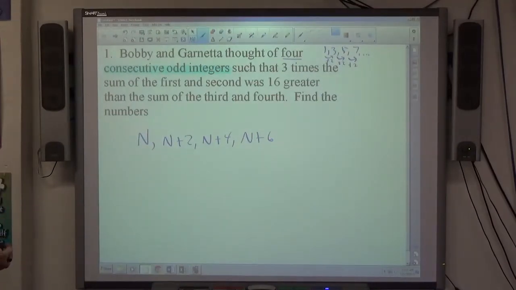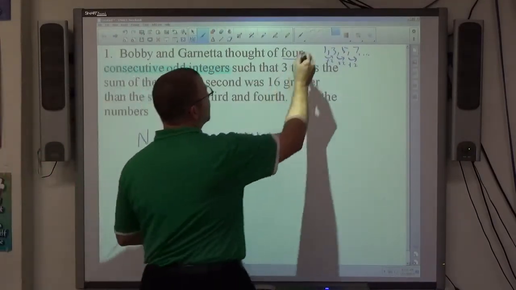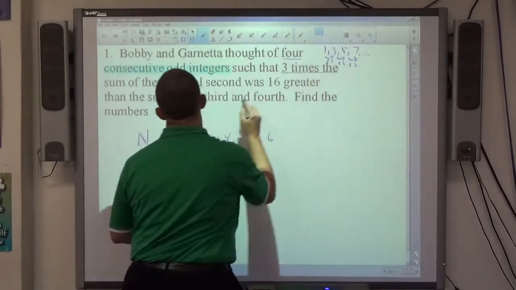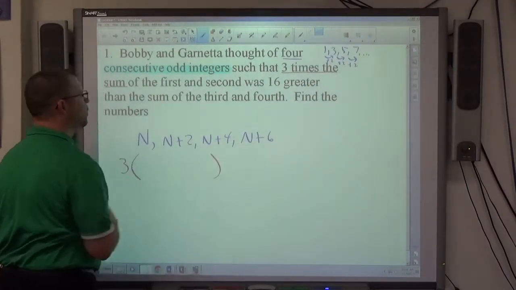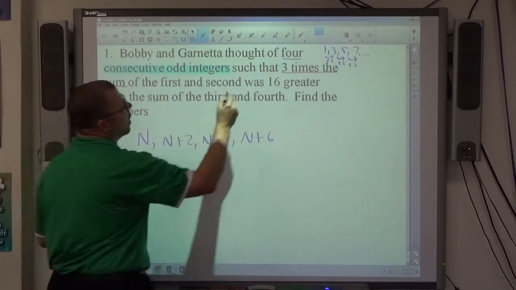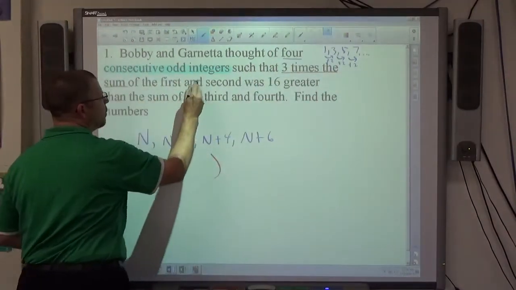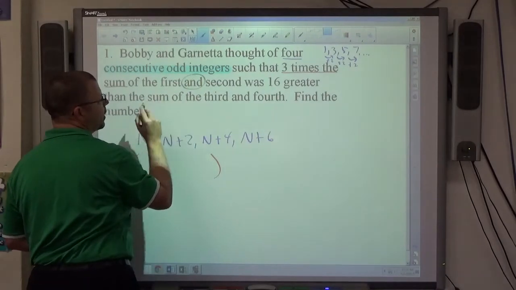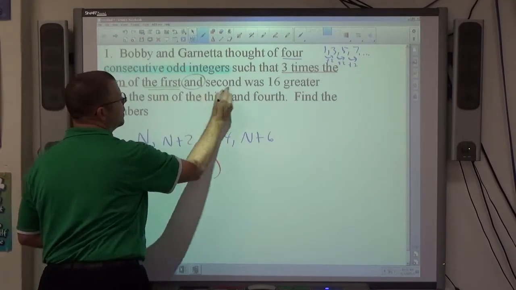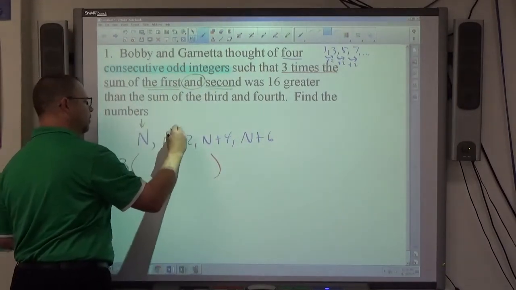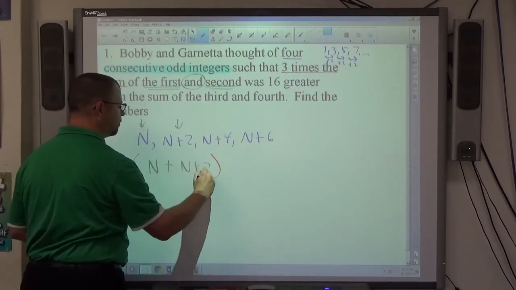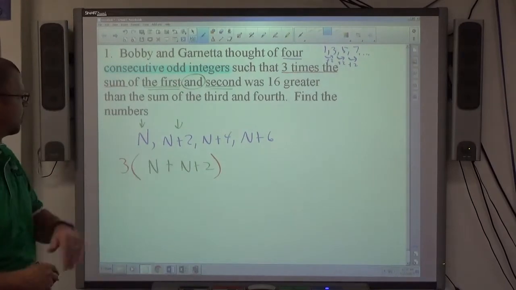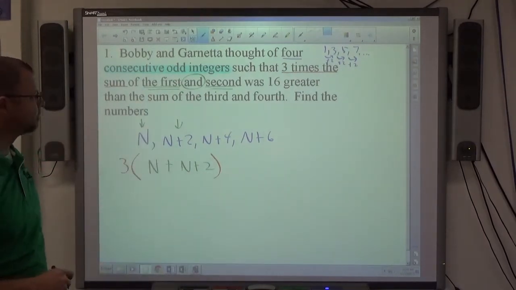We see such that means some equation wording is about to happen. It says 3 times the sum. Remember, when we multiply a number times the sum, we have to put the sum in parentheses. It says the sum of the first and second, and is where the plus sign goes. We're adding the first to the second. This is the first, this is the second. So the first n added to the second n plus 2. And we put the entire sum in parentheses because 3 times the entire sum.